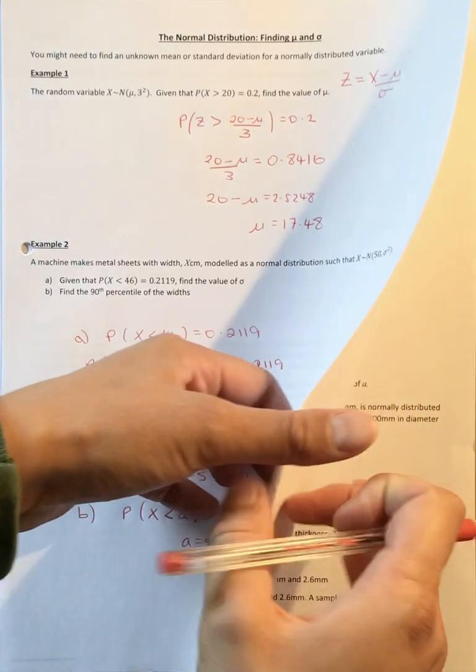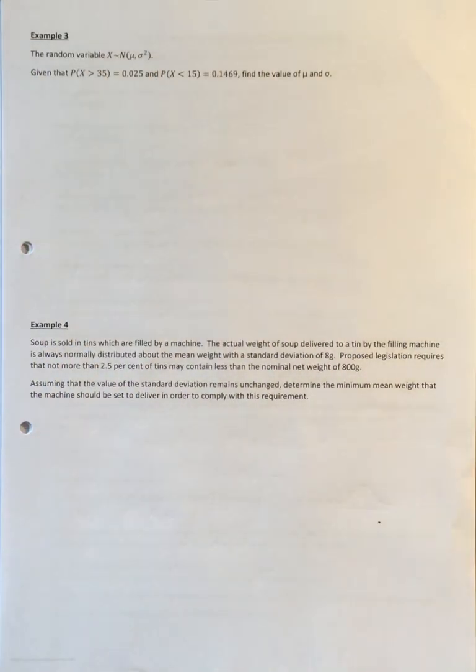Okay, example 3 then. Example 3 gets a little bit trickier because we don't know the mean or the standard deviation. But we do know two probabilities. So we've got two unknowns, but we've got two pieces of information. So we're going to form two equations and solve them simultaneously.